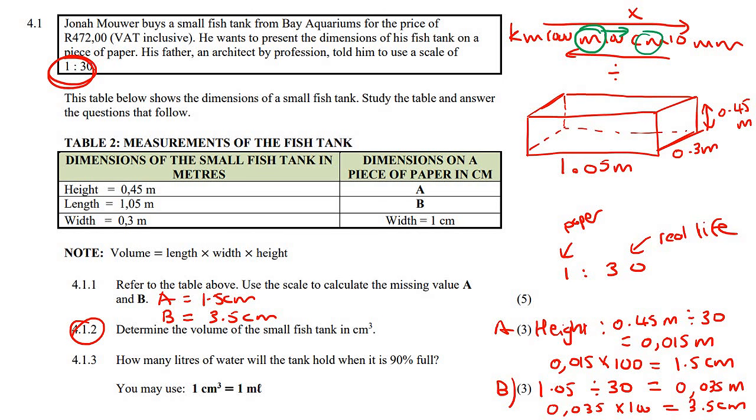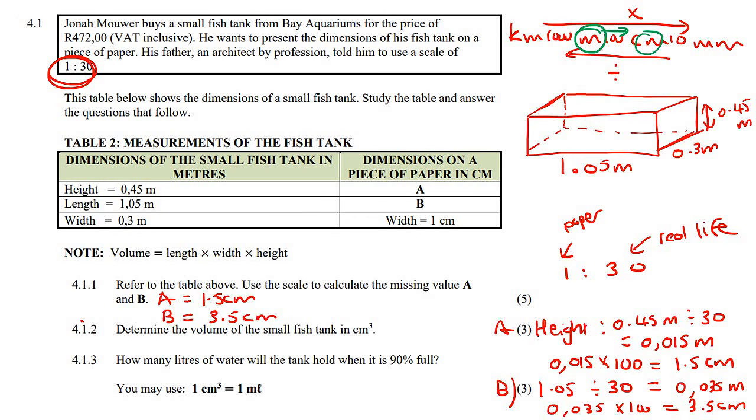But now this can be a confusing question. They're saying determine the volume of the small fish tank, but they're not talking about the centimeter values that we just got here. Those values are the dimensions on the piece of paper. They want the dimensions of the small fish tank, so we're going to use these values, but they want it in centimeters. Oh, so much converting!